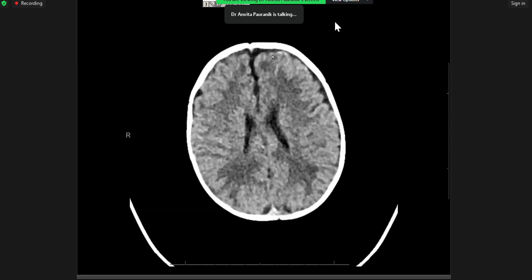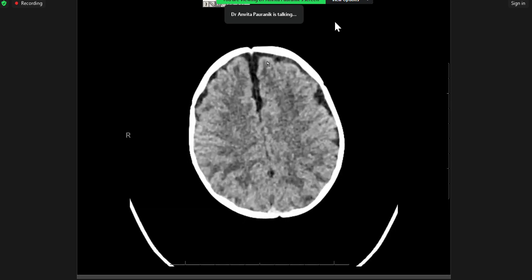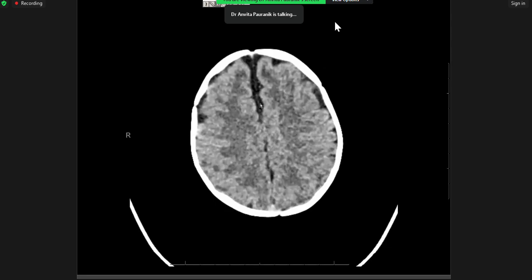Okay, and what about the cortex and the extraaxial spaces? Do you think this is okay, or is there some collection here? Because there is more space here, right? As compared to there's less space. The subdural spaces appear to be accentuated, ma'am. Okay, so does it mean anything? Will you put it in the impression, or will you let it go?